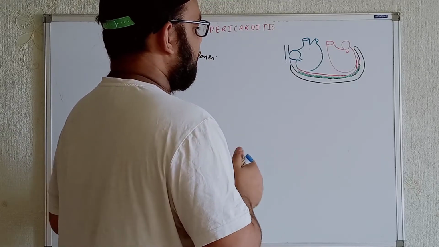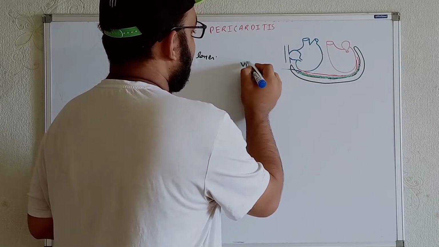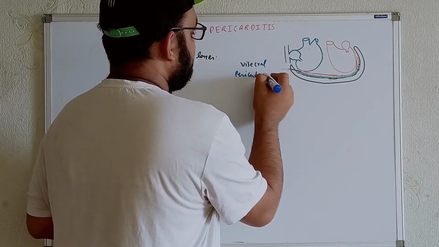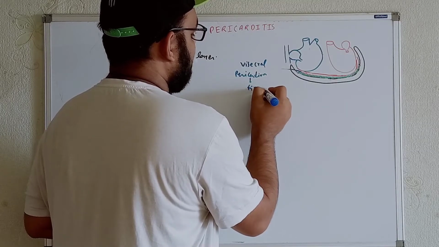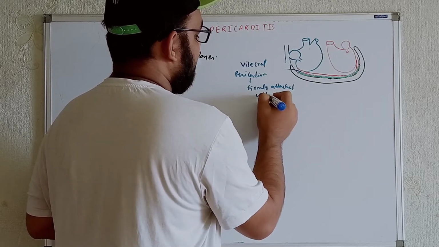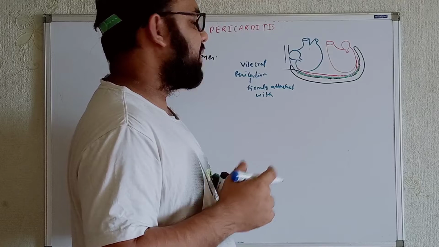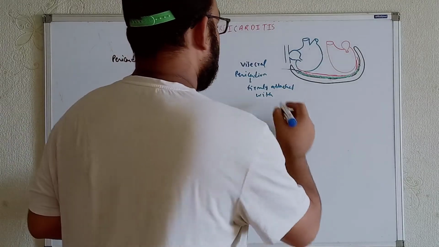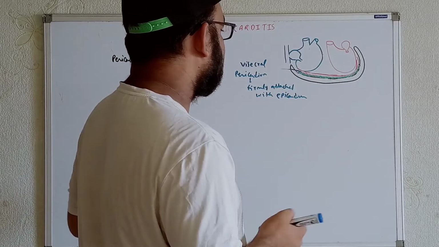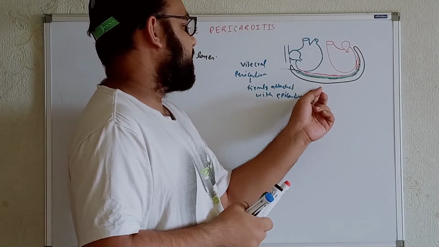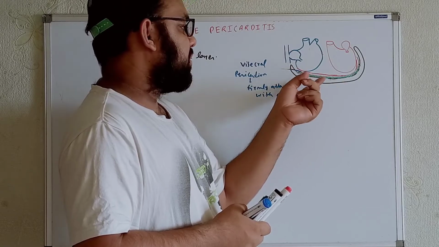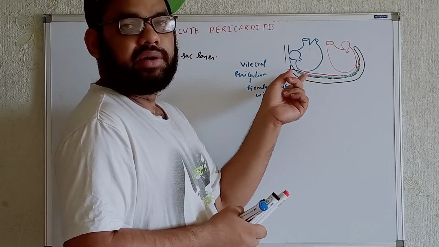So if you write it over here, the visceral pericardium is firmly or tightly attached with the epicardium. That means innermost we'll get endocardium, then the myocardium, then the epicardium. Why am I saying this? Because whenever we get inflammation within the pericardium, sometimes we can see spreading of the inflammation from the visceral pericardium to the epicardium, and from the epicardium the infection can go further to the myocardium.